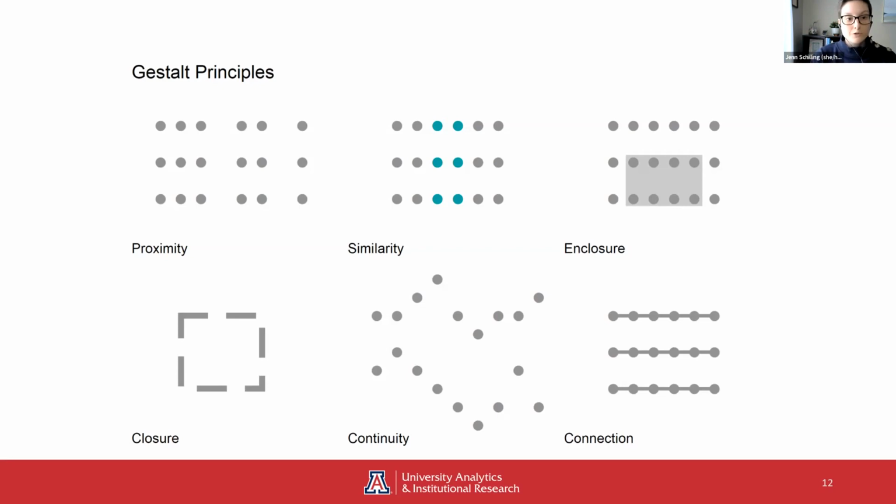Enclosure, this is also a pre-attentive attribute. So elements that are physically enclosed are thought of as belonging to a group. And as we discussed earlier, this can be used to distinguish groups within a data set or within a graph.